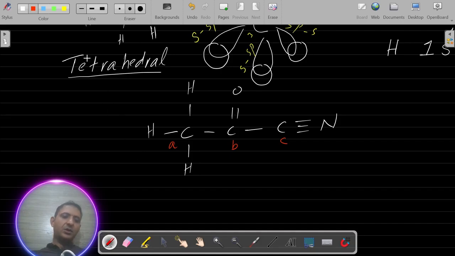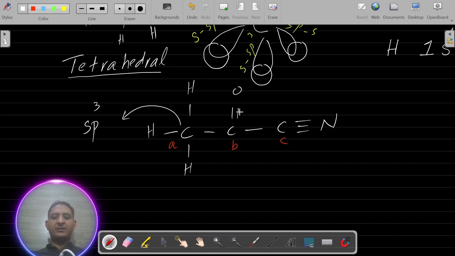So keep in your mind, this carbon is connected with four things. Number one, this hydrogen. Number two, this hydrogen. Number three, this hydrogen. And number four, this carbon. Whenever you see a carbon is connected with four things, it means that carbon is sp3 hybridized. So this carbon is sp3 hybridized. Understand?